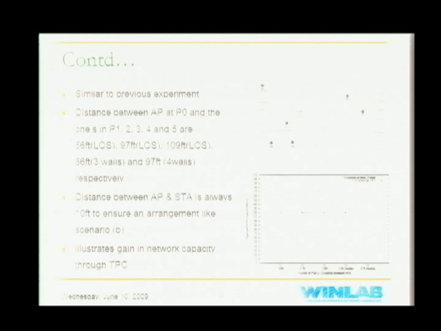Here we just wanted to find out the breakpoint, or we wanted to show with respect to distance, what is the distance where we start to see an increase in spatial reuse. And the APs, the two pairs, the first pair is always located at position 0, which is represented by a star. And then we constantly move the other pair around and see what the gain is.